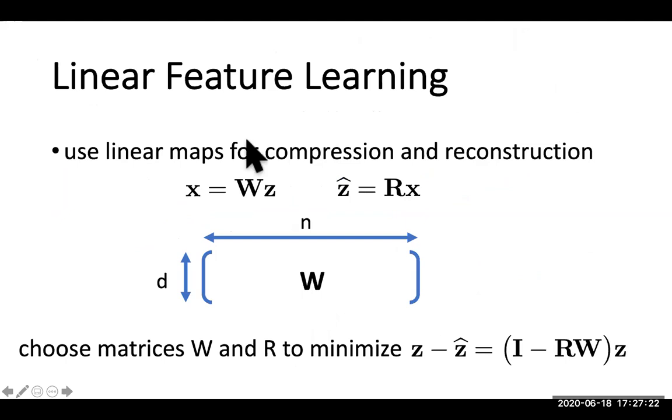So let's now focus on linear feature learning. As I already discussed, in linear feature learning, we use only linear maps. We use a linear map for the compression. So we take the long feature vector C to a short feature vector X by multiplying with a matrix W. And this matrix W represents the compression map. And we can tune this compression map because we can change the entries of this matrix W.